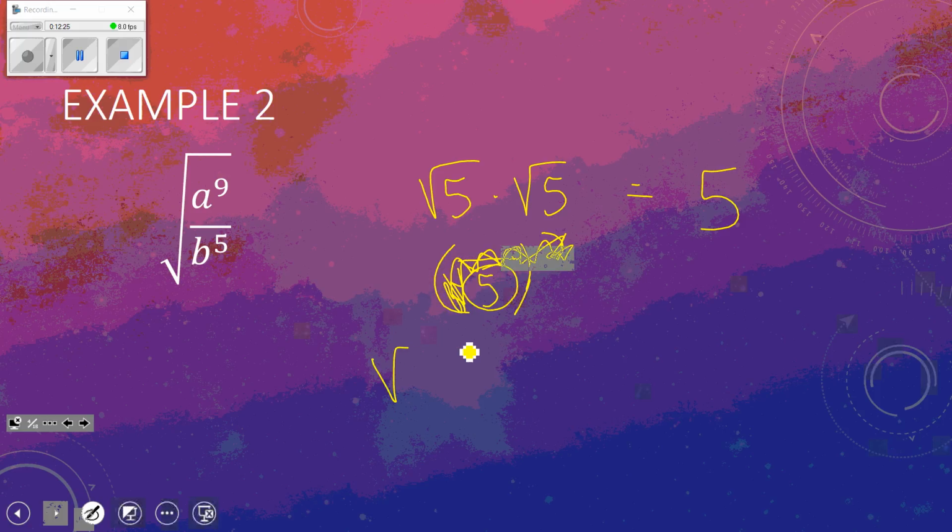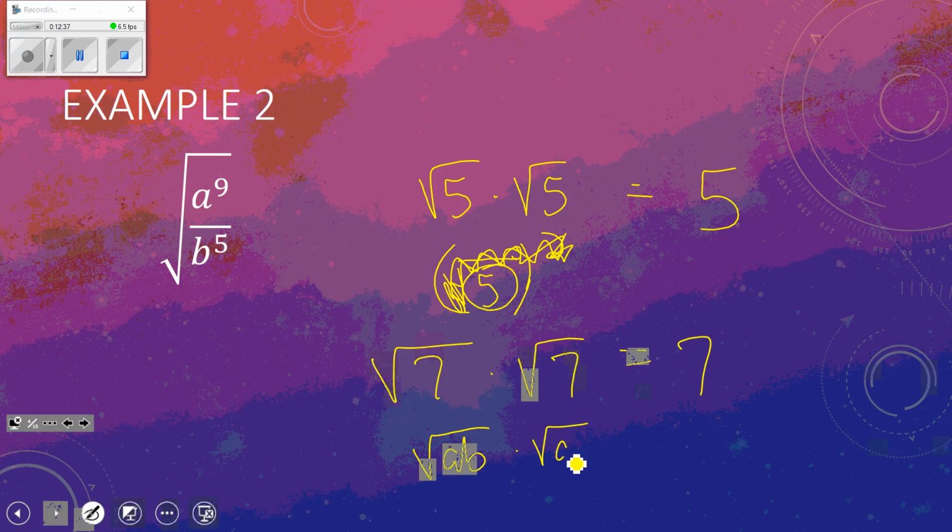So what's the square root of 7 times the square root of 7? 7. Technically, it's the square root of 49, but square root of 49 is just 7. What's the square root of AB times the square root of AB? AB. Technically, it's the square root of a squared b squared, but that is just AB. Does that make sense? It just leaves you the number under the radical without a radical.